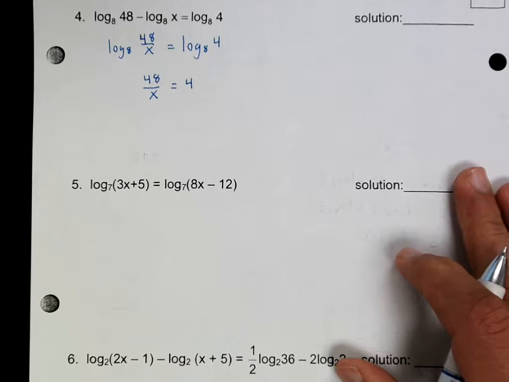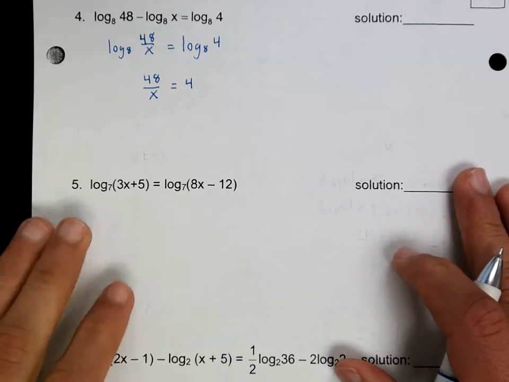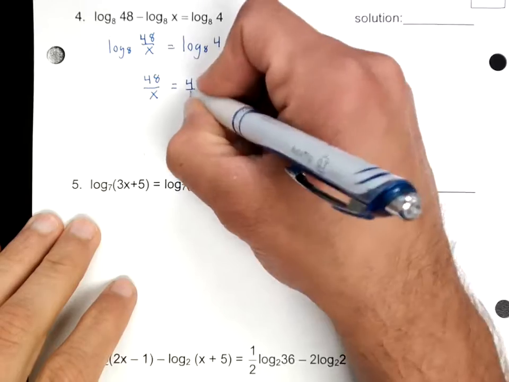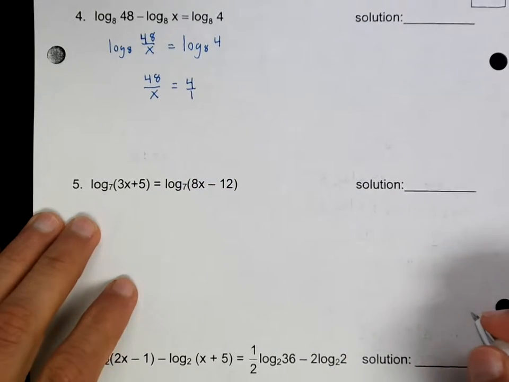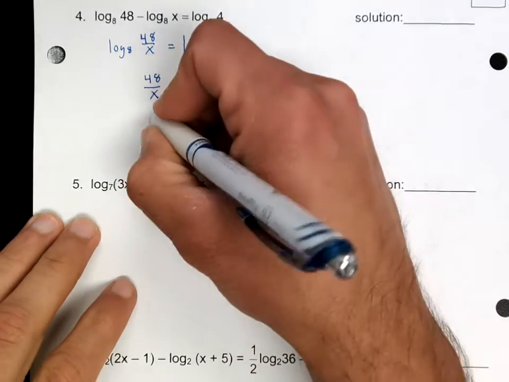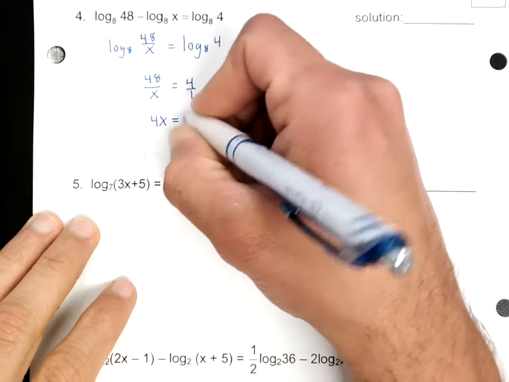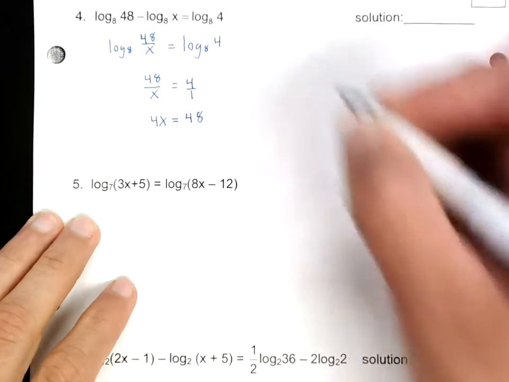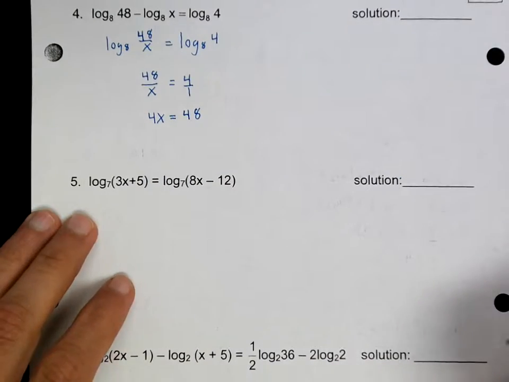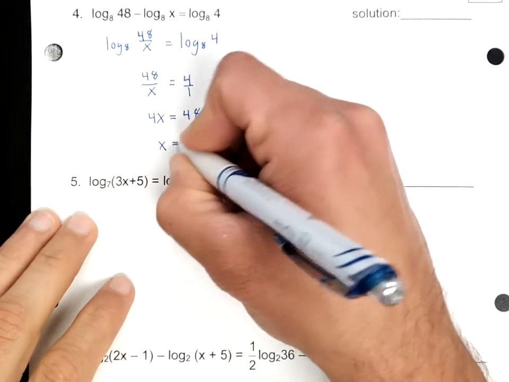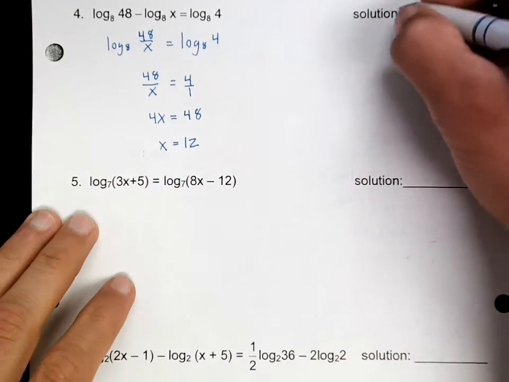And now I need to solve for x. Any idea how to solve for x in this? 4x. Yeah, we can cross multiply, so I get 4x is equal to 48. And then if I divide both sides by 4, I get 12. So x is equal to 12. All right.